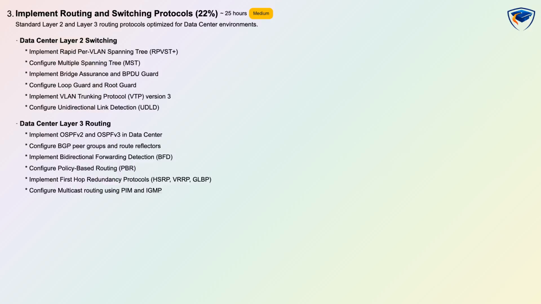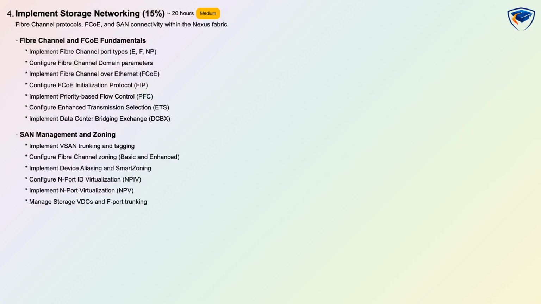PIM and IGMP. Implement Storage Networking is 15% of the exam, medium difficulty, with about 20 hours of study and both hands-on and conceptual assessment. You will learn Fibre Channel fundamentals including port types and domain parameters, and how to integrate FCoE with FIP, priority-based flow control, ETS, and DCBX for lossless Ethernet.